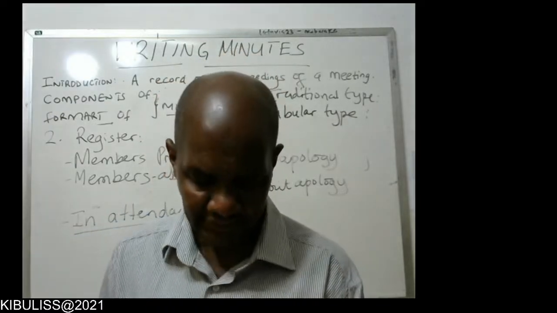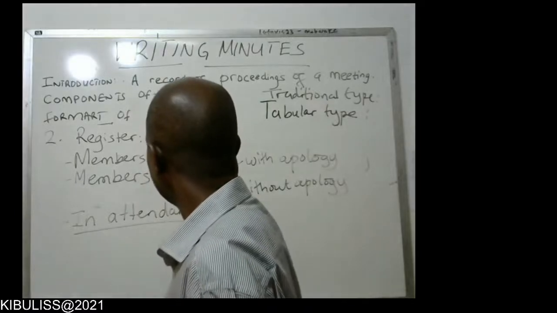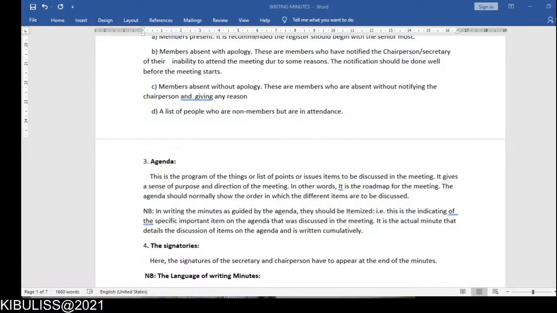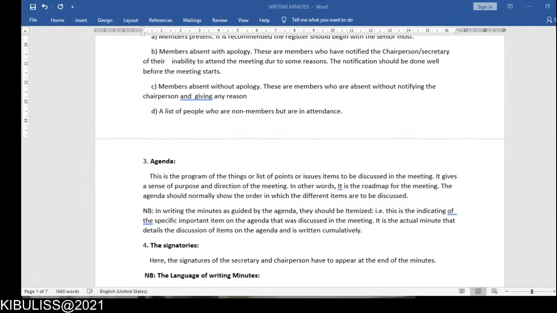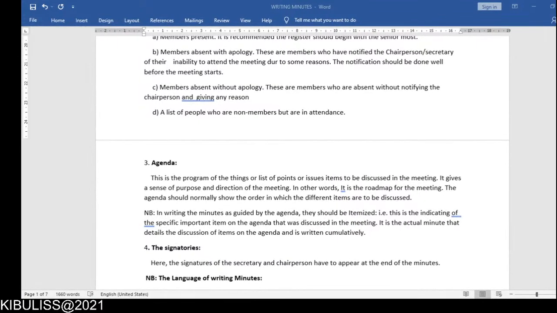The third component is the agenda. The agenda simply refers to a program. In your minutes, you must list the agenda. This is the program of the things that are going to be discussed. It is a roadmap. In brief, it is a roadmap for what the meeting will involve.